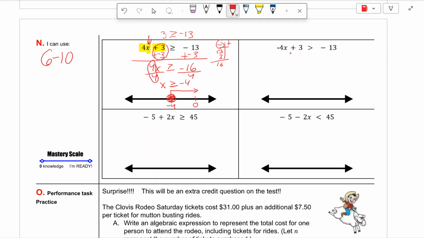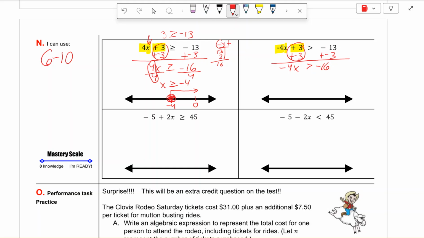Let's try it again. Now, don't be fooled. This is about the same thing as what you just did. All right, so we're going to, again, know where the variable is. We have a constant of plus 3 and now a coefficient of negative 4. So we'll do the same thing with the constant, add a negative 3 to both sides. That's a 0, so it works. That's negative 4x is greater than negative 16.